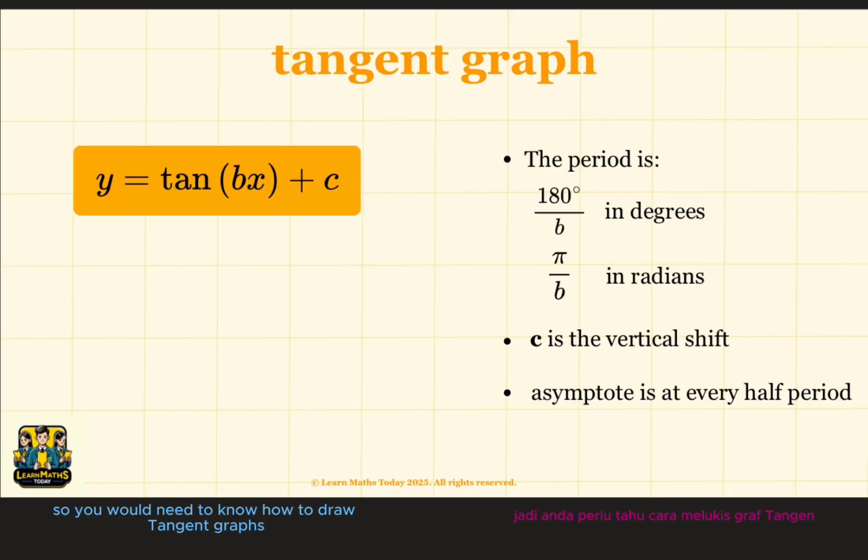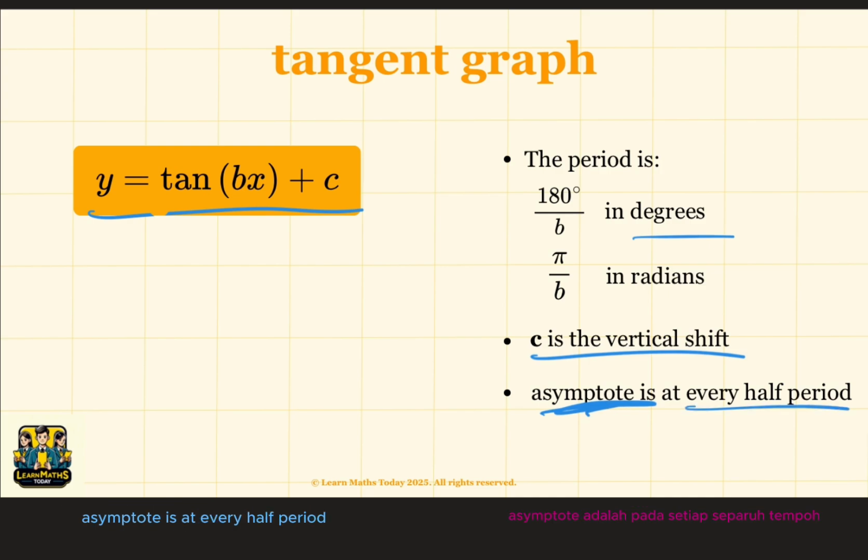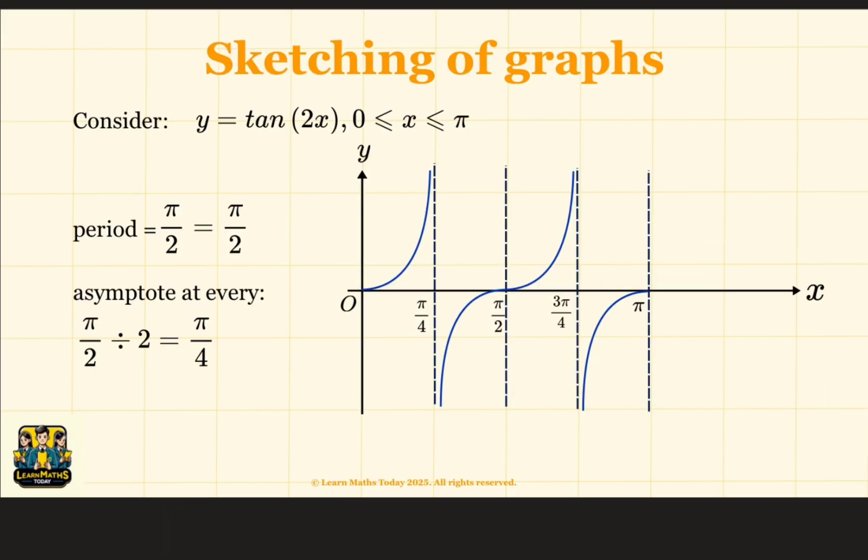You would need to know how to draw tangent graphs in this form: y equals tangent of bx plus c. There is no multiplier here, by the way, unlike your sine and cosine. So the period is 180 degrees divided by b in degrees, and pi divided by b in radians. And c again is your vertical shift. The asymptote is at every half period. So the asymptote is at period divided by 2.